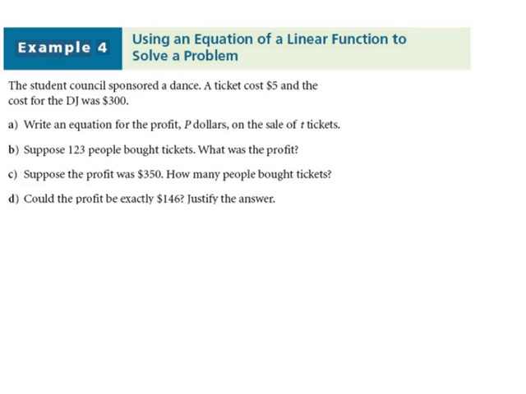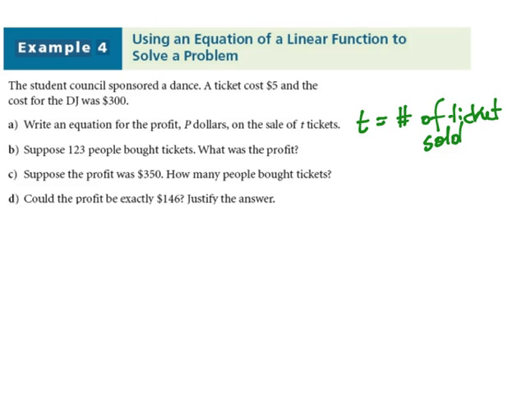And our last example. The student council sponsored a dance. A ticket costs $5 and the cost of the DJ was $300. Write an equation for the profit, P dollars, on the sale of the T tickets. So we're looking for the profit. And T tickets is the number of tickets sold.